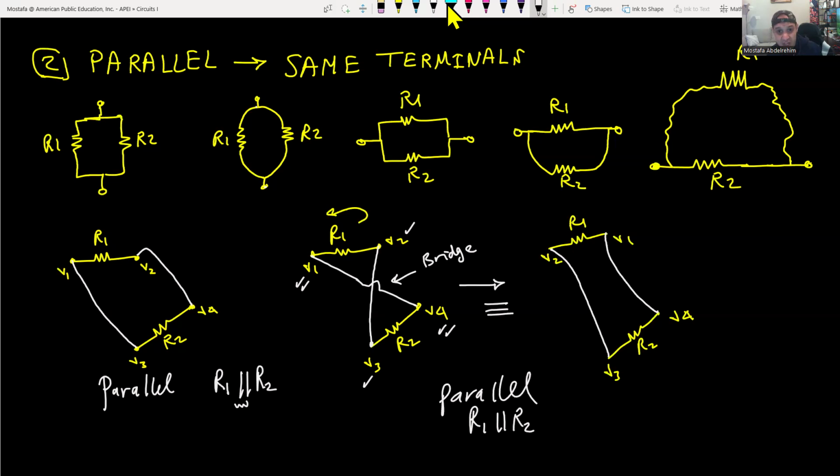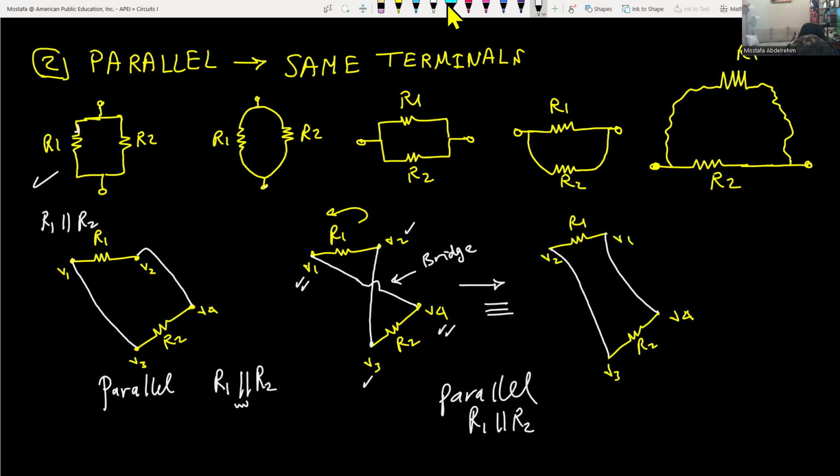And I want to say here that regardless of the geometry, just check the terminals. If the first terminal here is connected to the first terminal here, and the second terminal here is connected to the second terminal here, you have a parallel connection. This can be for two elements like this, or maybe more. So that's a parallel connection. R1 is parallel to R2.